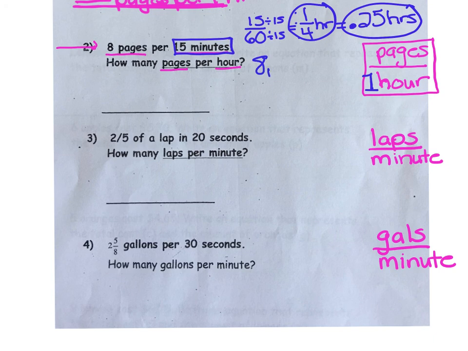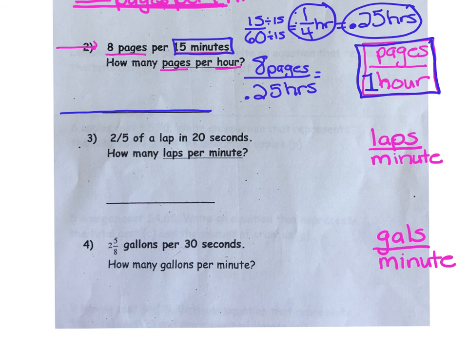You can use 1/4 or 0.25 as you set up your ratio. You're going to set up 8 pages per 0.25 hours. Punch that into your calculator and get that unit rate. When you're done, write it on the line. Let's move on to number 3.